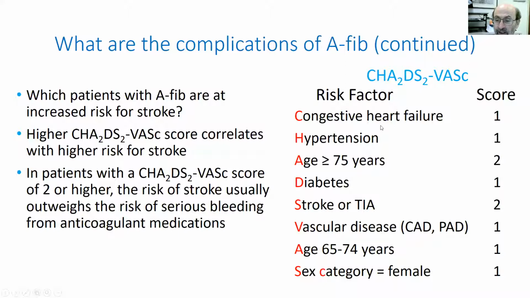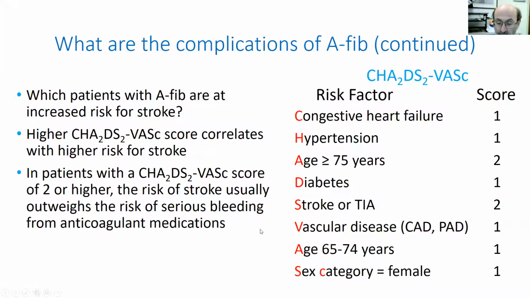And you can see heart failure, high blood pressure, age over 75, diabetes, a previous stroke or transient ischemic attack, other vascular disease such as coronary disease or peripheral artery disease, age 65 to 74, and women are at somewhat higher risk for having stroke than men. And you add up these points and this gives you the overall score. And the higher the score, the higher the risk for having a stroke.